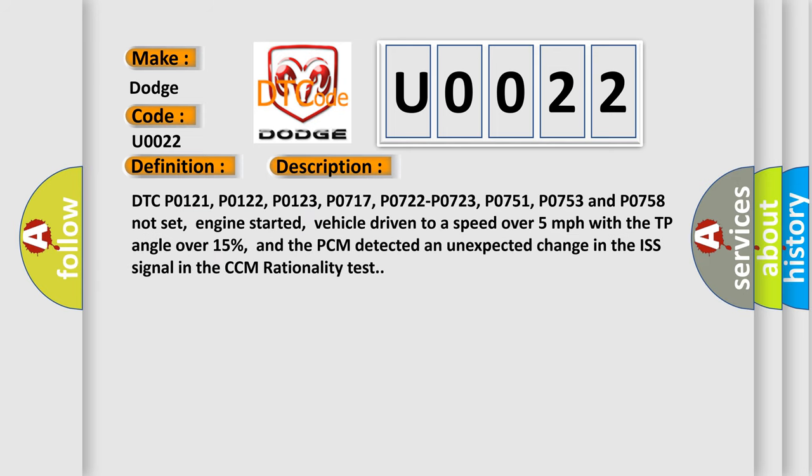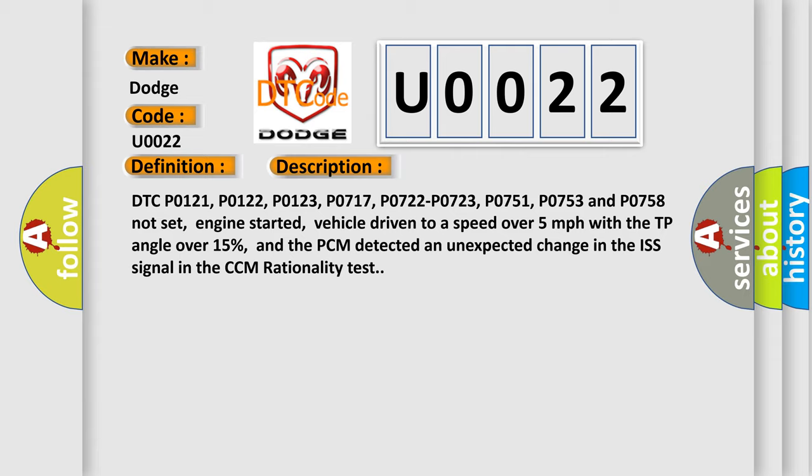DTC P0121, P0122, P0123, P0717, P0722, P0723, P0751, P0753 and P0758 not set, engine started, vehicle driven to a speed over 5 miles per hour with the TP angle over 15%, and the PCM detected an unexpected change in the ISS signal in the CCM rationality test.